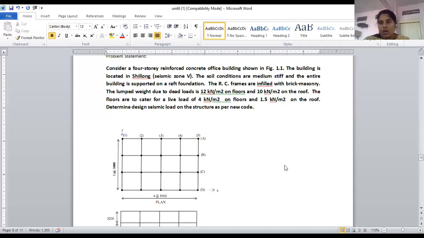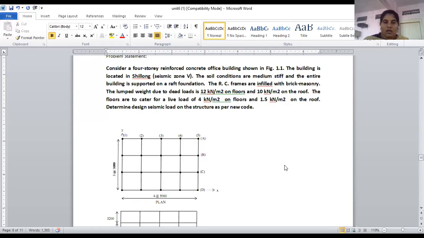In the last lecture, we completed one problem on the evaluation of seismic forces. In this lecture, we'll complete one more problem based on the same evaluation of seismic forces. After completing this problem, we'll move towards the next unit, unit number 7, that is the ductile detailing of RCC structure.